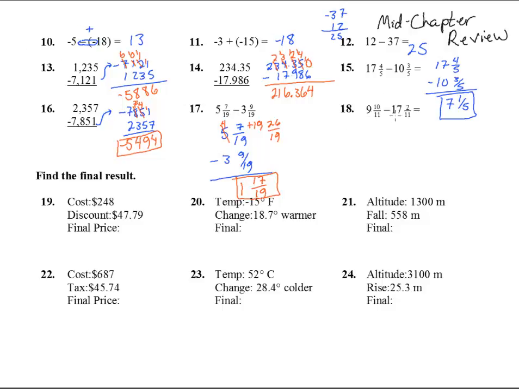Now number 18. We're going to subtract these, but we're going to put the stronger one on top, just like we did with the decimals. So we have negative 17 and 2/11. Subtract 9 and 10/11.